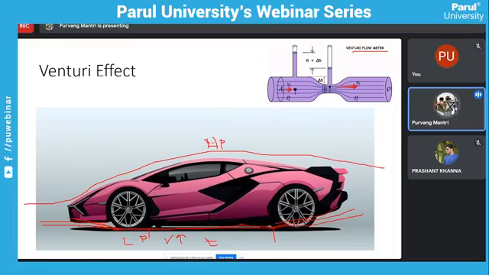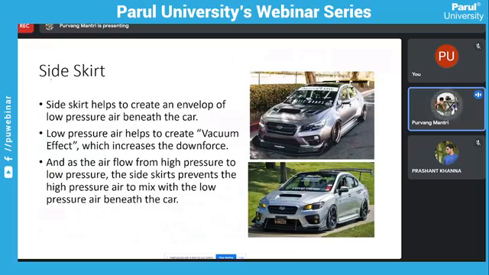So this high pressure air tends to move down, because as we know, any fluid flows from high pressure to low pressure. The high pressure air tends to mix with the low pressure air. Because of this, it can affect the vacuum effect in a negative way. So to prevent this, we introduce side skirts.